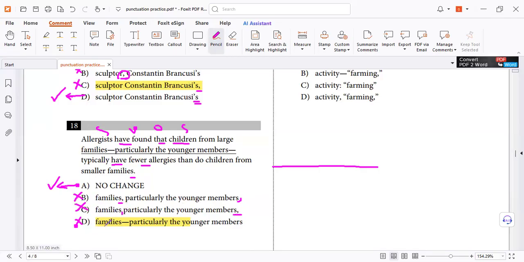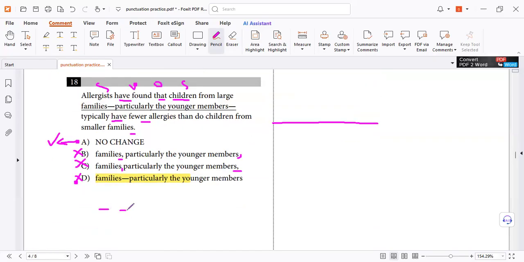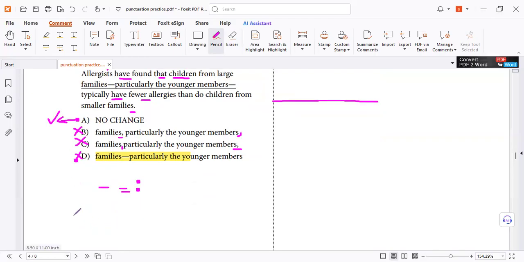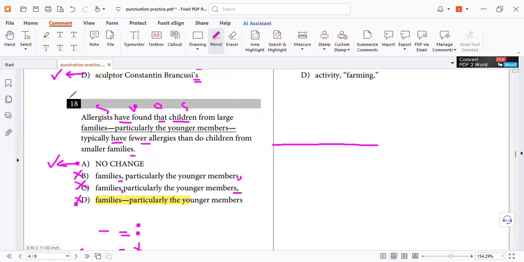For letter D, if you are confused between one dash or two dashes, follow the rules. A single dash equals a colon. So it must be a complete sentence, and then after it, an explanation. Now take the information before it, this part. Is it a complete sentence or a fragment? Fragment. Children from large families, and stop. Children is the subject, where is the verb? You stop. So it's a fragment. The information before it is a fragment, that means wrong. So let it be wrong.